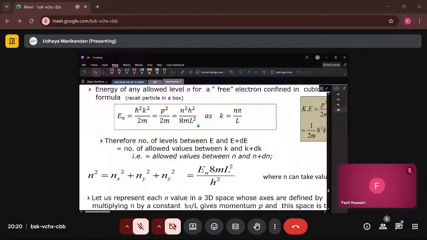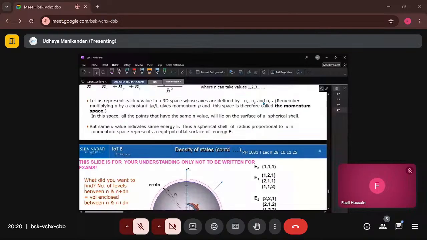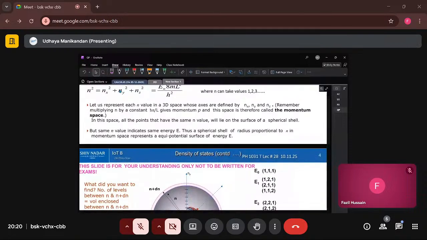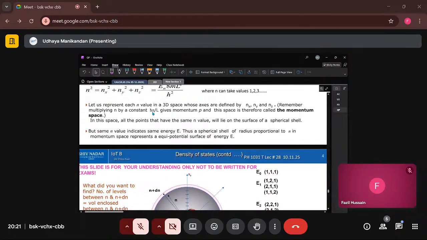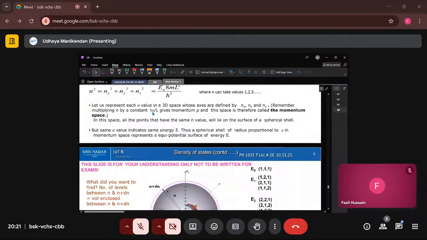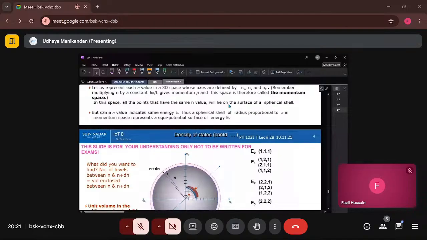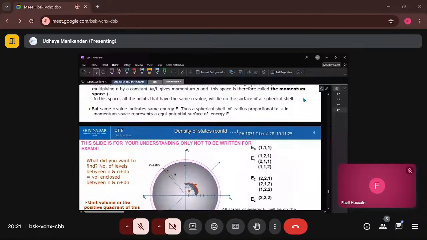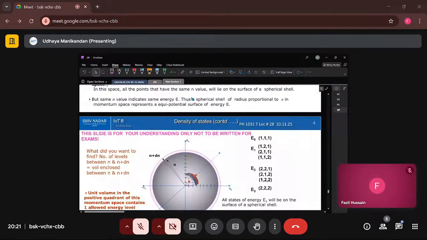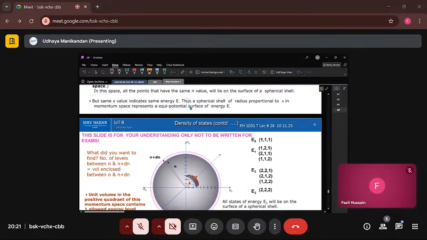Let us represent each n value in 3D space, so that's nx, ny, and nz. Multiplying n by a constant, h cross by L, gives momentum, and this space is called momentum space. In this space, all the points that have the same n value lie on the same surface of a spherical shell. They'll all have the same energy. The spherical shell of radius proportional to n in the momentum space represents the equipotential surface.